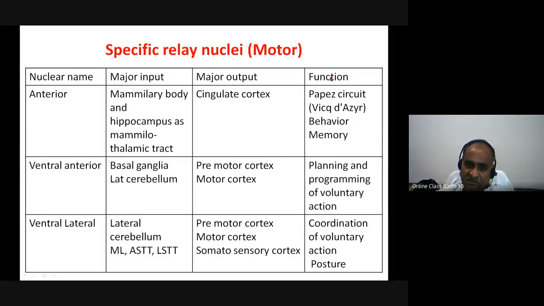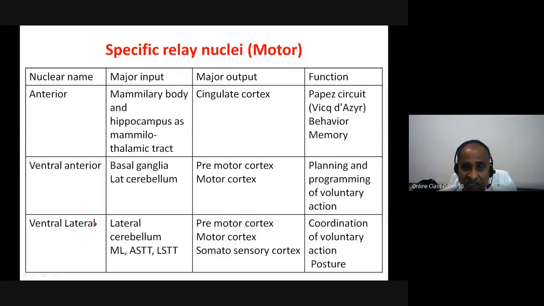Then the ventral anterior group of nuclei of the thalamus is concerned primarily with the basal ganglia, partly with the lateral cerebellum. This connects the premotor cortex and gives it to the motor cortex. This is for planning, programming, and execution of the voluntary action. The planning, programming, and execution of the voluntary action, the ventral anterior.